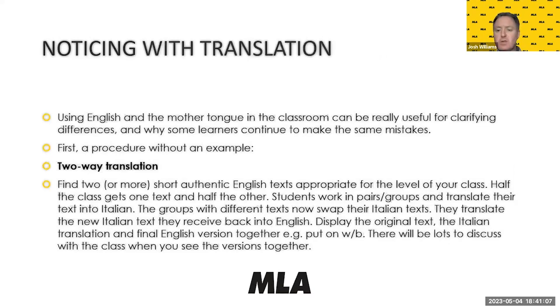What you can do with this is translations too. Using English and the mother tongue in the classroom can be really useful for clarifying differences. So what you could do: find two or even more short, authentic English texts appropriate for the level of the class. Half of the class gets one text and half gets the other. Students work in pairs to translate the text into Italian, usually, or whatever their first language is. Groups with different texts now swap their two Italian texts. They translate the new Italian text they receive back into English.